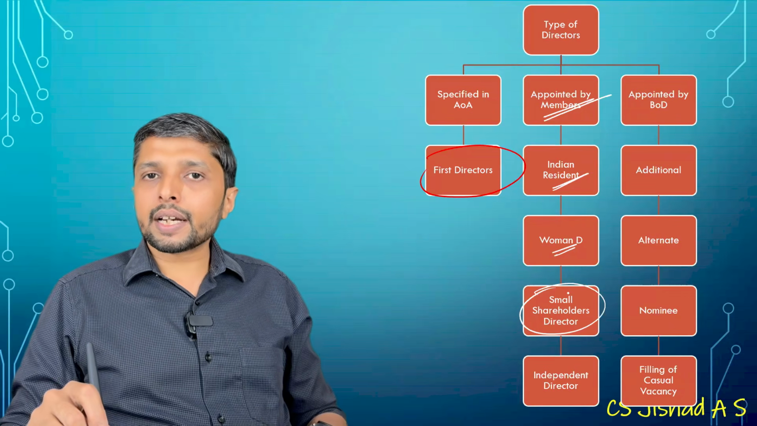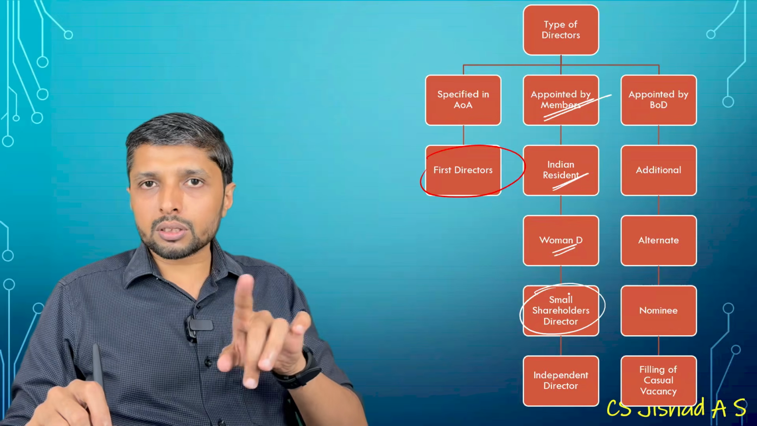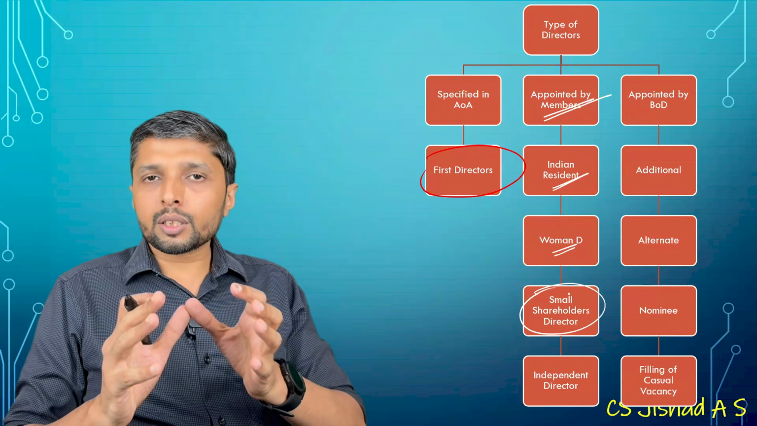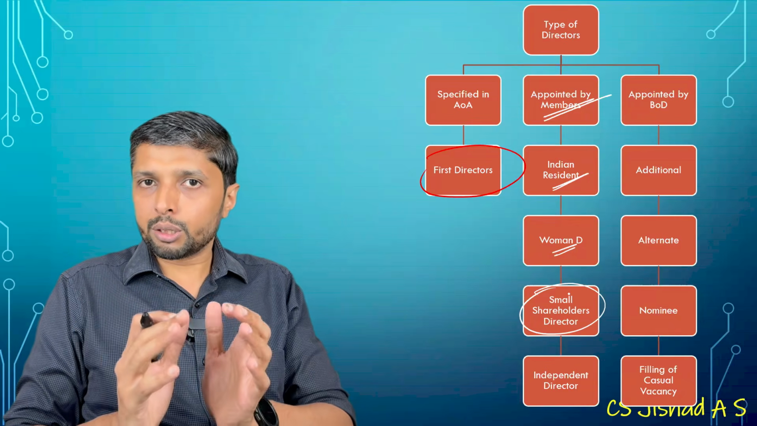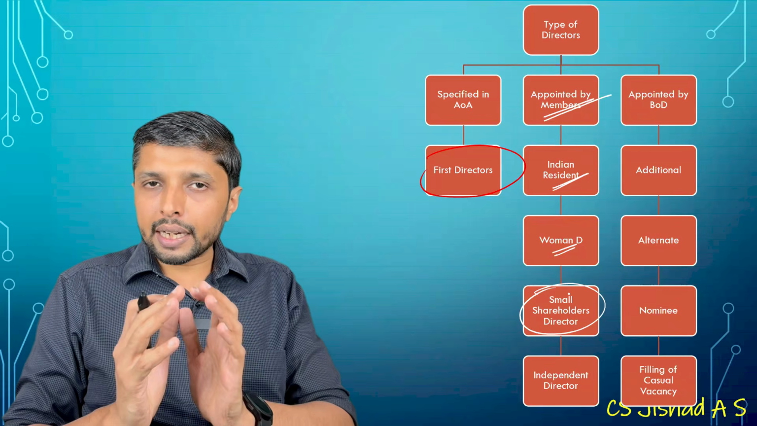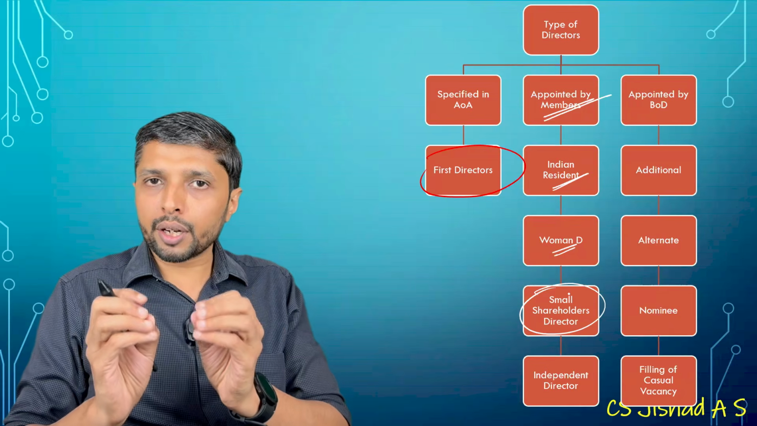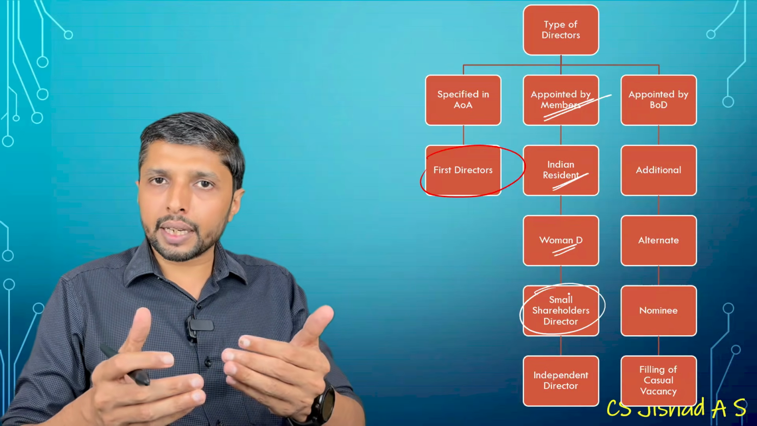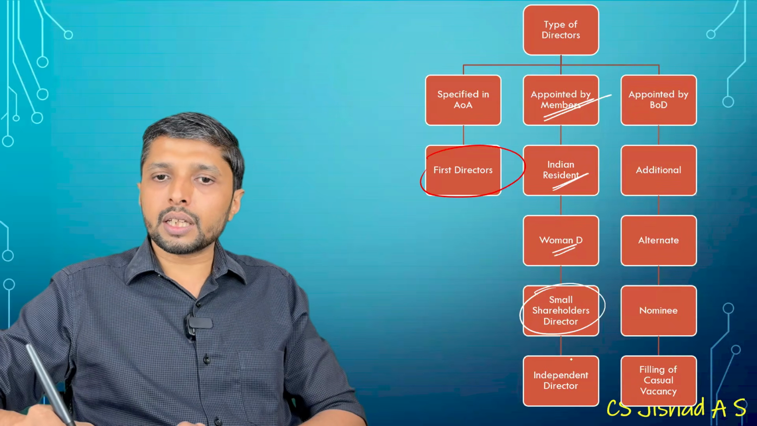Small shareholders director: a shareholder holding face value not exceeding 20,000 is known as a small shareholder. So in a company, you take the total of small shareholders, 10% or 1,000, whichever is less. You will be taking that value. That number of shareholders can apply to the company to appoint a person as their director, the small shareholders director, or the company can appoint a small shareholders director suo motu. The tenure will be 3 years.